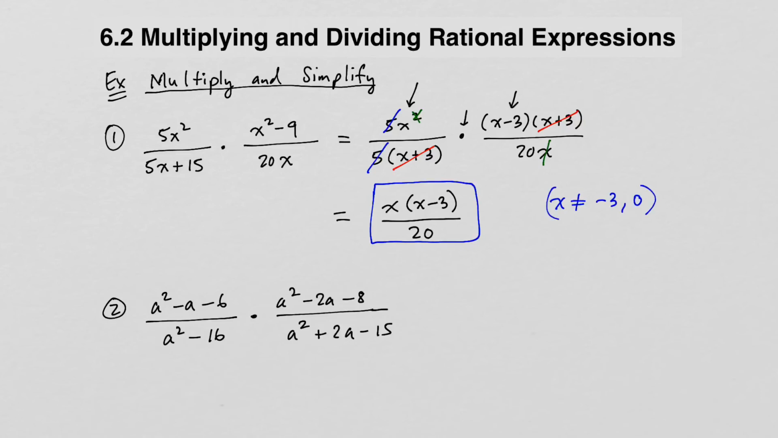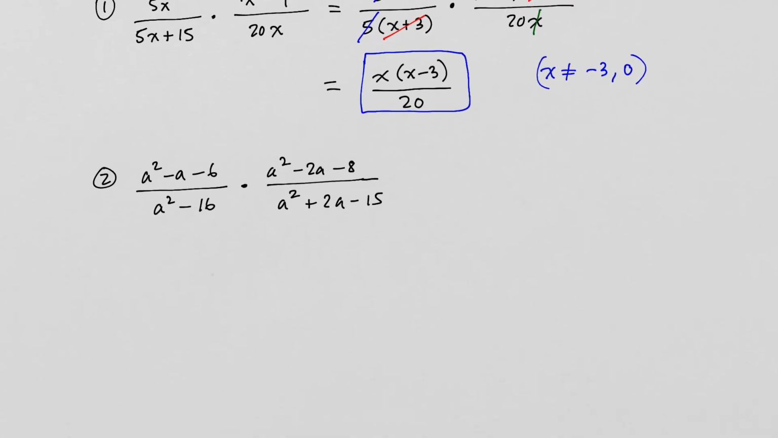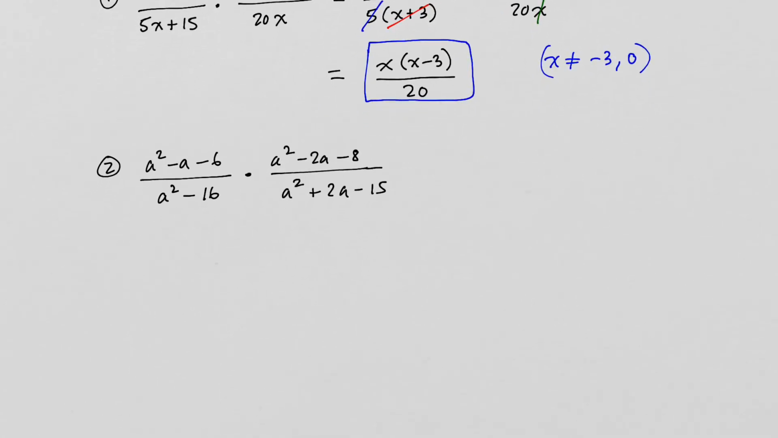Okay, let's move on to the next one. So to simplify this expression, we're going to have to do a lot of factoring first. Do not multiply first. If you multiply these, you get a really large polynomial. Same thing here. So factor each one of these 4 polynomials first, then cancel, and the last thing you'll actually do is multiply.